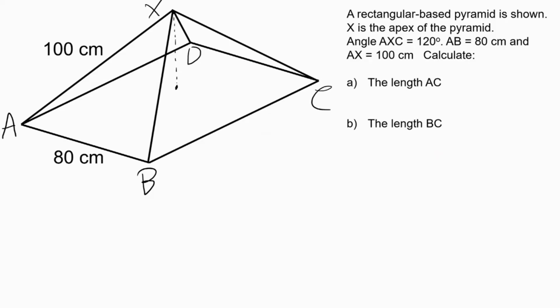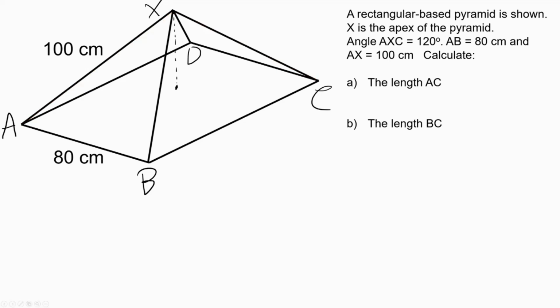Occasionally, you'll have to do some more advanced trigonometry in 3D. If we look at this example here, a rectangular base pyramid is shown where X is the apex, or highest point, of the pyramid. We're told that angle AXC is 120 degrees. So that's the angle which goes from A to X to C. If you imagine a triangle AXC, this angle here will be 120 degrees.